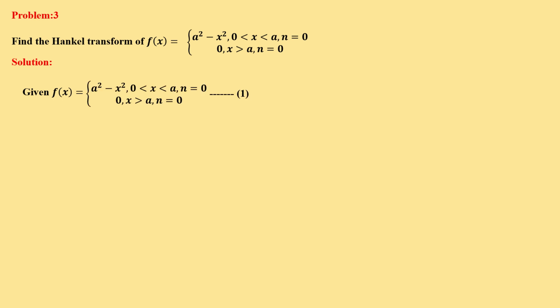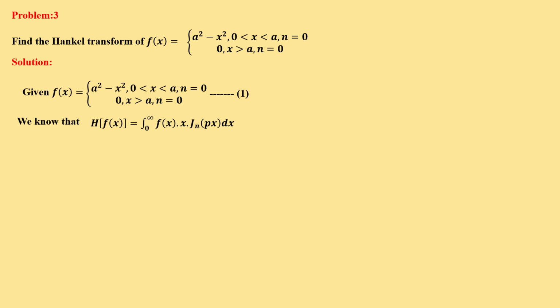Find the Hankel transform of f(x) = a² − x² for x between 0 and a, and 0 for x greater than a. So n is equal to 0. Given f(x) = a² − x² for x between 0 and a, 0 for x greater than a, and n = 0, that is equation number 1.